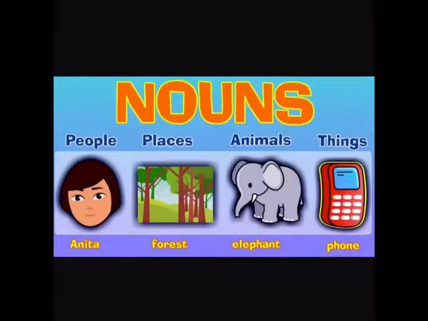Let's begin with the first one, nouns. Nouns describe people, places, things, or ideas. In these examples, a noun can describe a person, such as Anita, a place, such as a forest, an animal, such as an elephant, or things, such as a telephone. Nouns can also describe ideas, like love or anger.